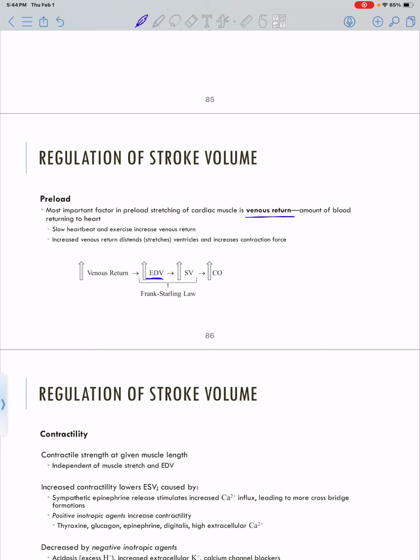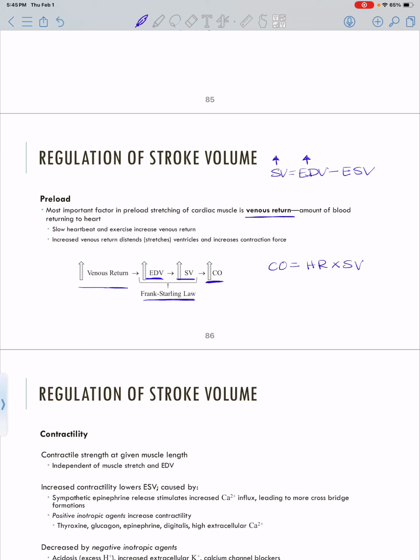If we increase our end diastolic volume, we're going to increase our stroke volume, because remember, stroke volume is equal to end diastolic volume minus end systolic volume. If we increase this number, we're automatically going to increase our stroke volume. This relationship between end diastolic volume and stroke volume is called the Frank-Starling law of the heart. Anytime we increase our stroke volume, if we look at that formula, cardiac output is equal to heart rate times stroke volume, we also increase our cardiac output.